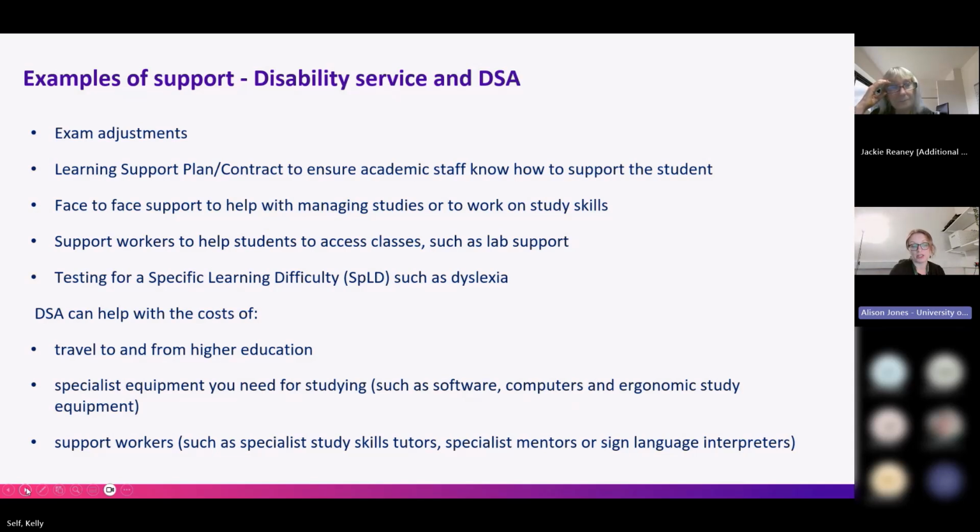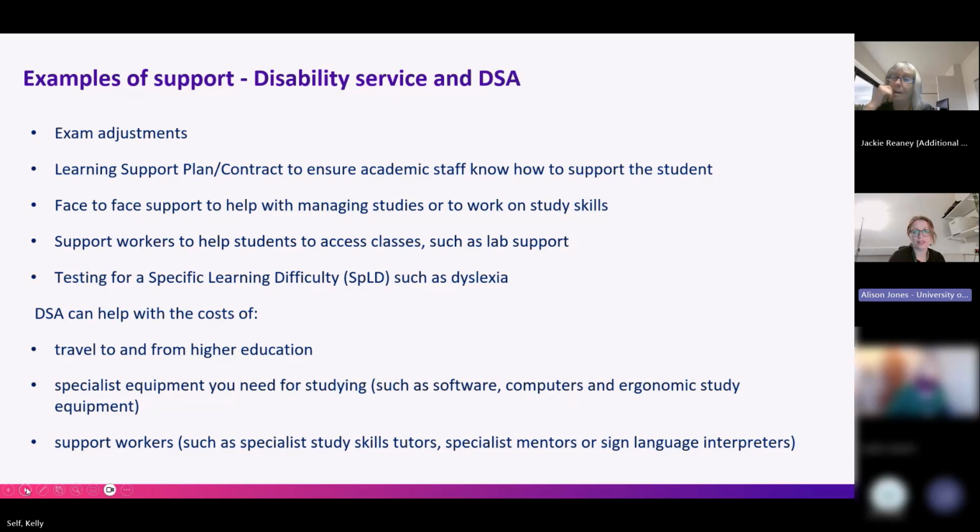So a student can potentially be considered for specialist equipment through their DSA. And then the specialist study skills tutor, the specialist mentor, and also if a student needs a sign language interpreter, then that would be funded through DSA, up to a certain amount of funding. So hopefully that gives a bit of an indicator in terms of the type of support that's available, and that there is potentially quite a lot of support available through the University Disability Service and through DSA.